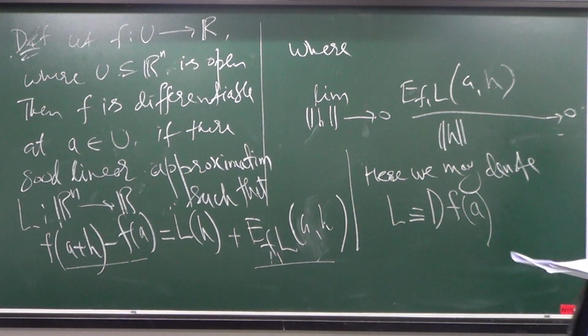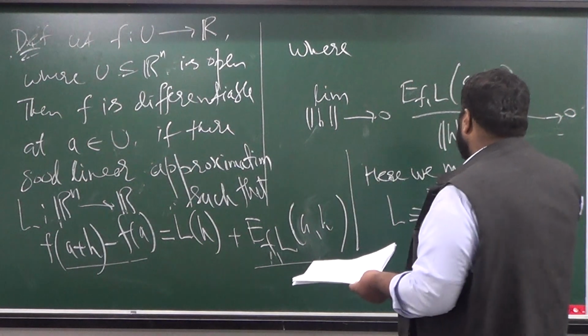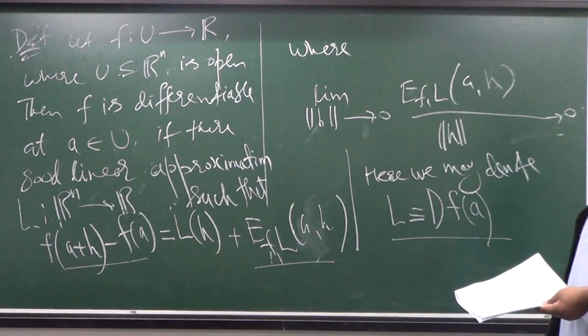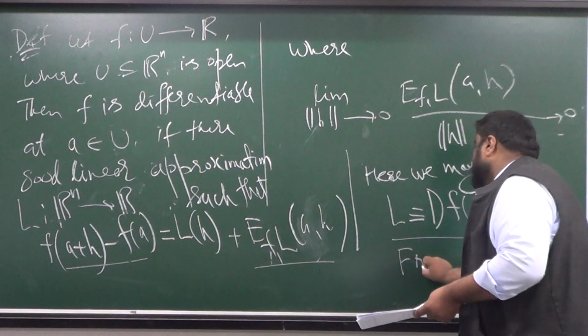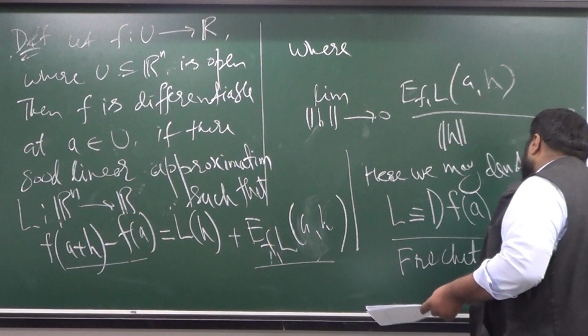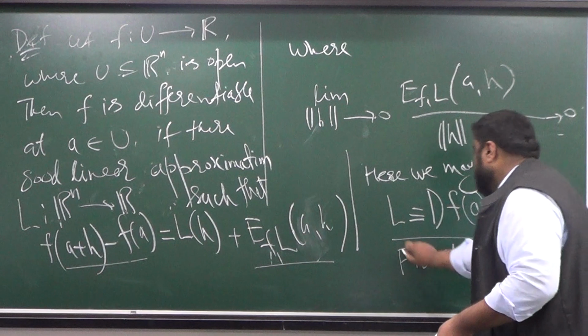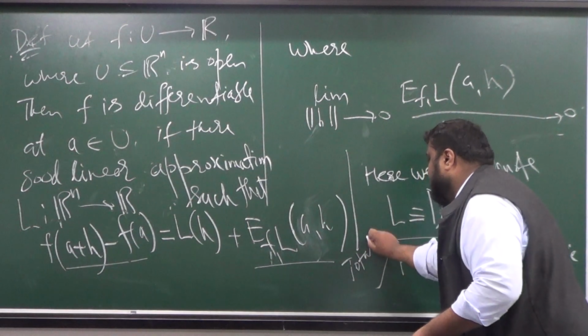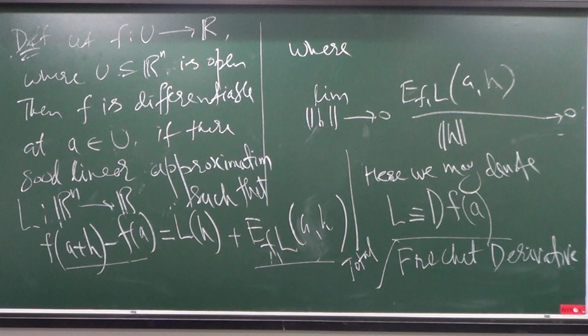Okay, so let's talk about some examples. So this derivative, I also talked yesterday that we gave it a name, the Frechet derivative, because Frechet was a person. Okay, engineers like to call it the total derivative. So it has both names.